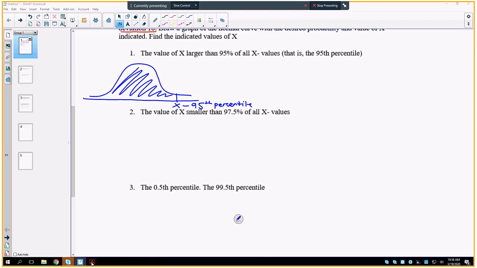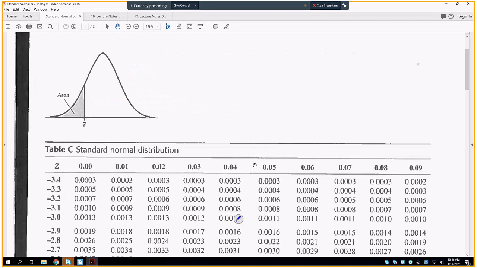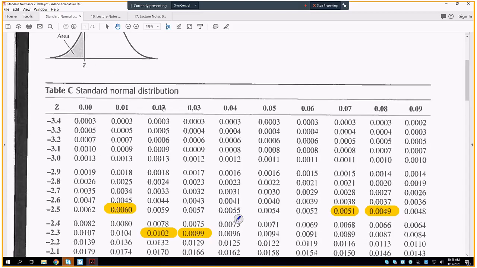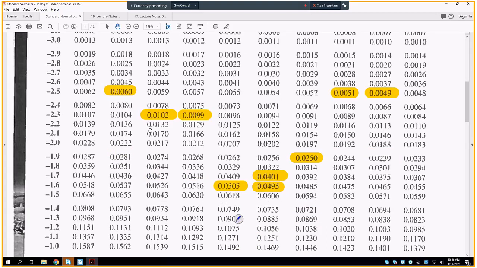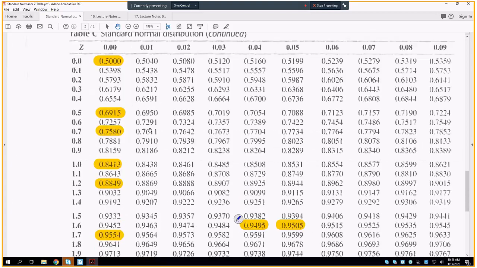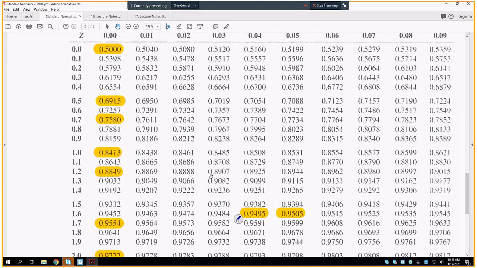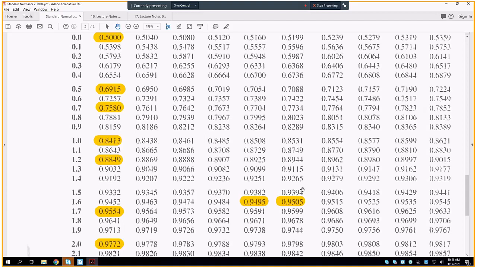Back over to my table here. So I'm looking for 95%, and I know that at the top of the table, these values are really, really small, 0.0003 and so on. So I'm going to keep going down. You'll see that I've highlighted some certain values here. These are the values that we'll need for this lecture, so I went ahead and found them for us to save time. So here we are.